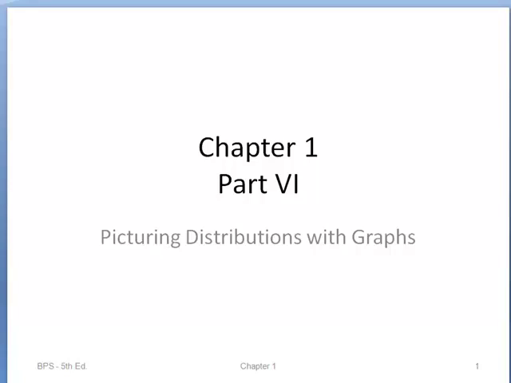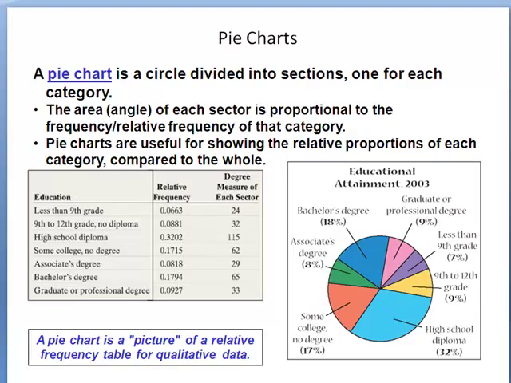Welcome to Chapter 1, Part 6, Picturing Distributions with Graphs. We're going to continue on with pie charts, how we represent the distribution of discrete variables. We did bar graphs, and now we're doing pie charts. If we did a pie chart by hand, how would we find the measures of the angles? We'd need a protractor and a compass to do all of this.